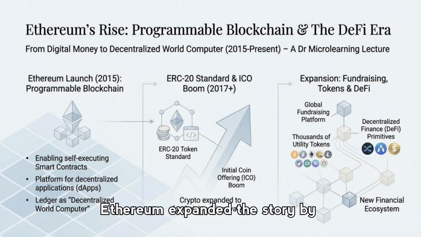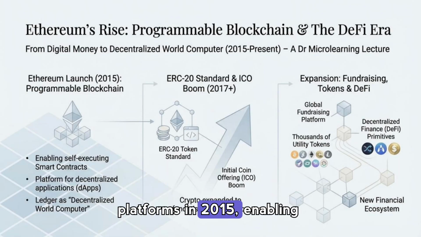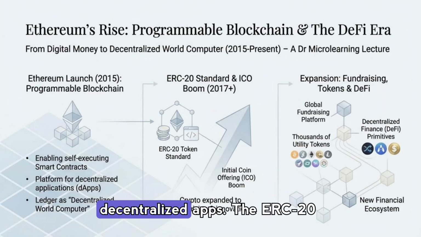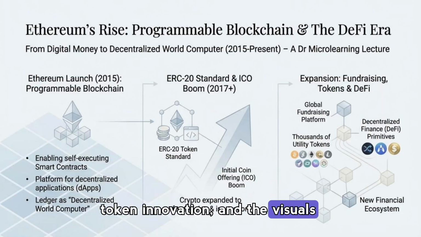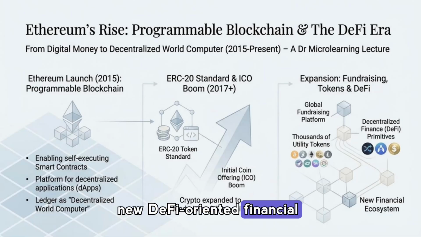Ethereum expanded the story by turning ledgers into programmable platforms in 2015, enabling self-executing smart contracts and decentralized apps. The ERC-20 standard and subsequent ICO boom rapidly broadened fundraising and token innovation, and the visuals show how this shift helped spawn thousands of utility tokens and a new DeFi-oriented financial ecosystem built on composable primitives.